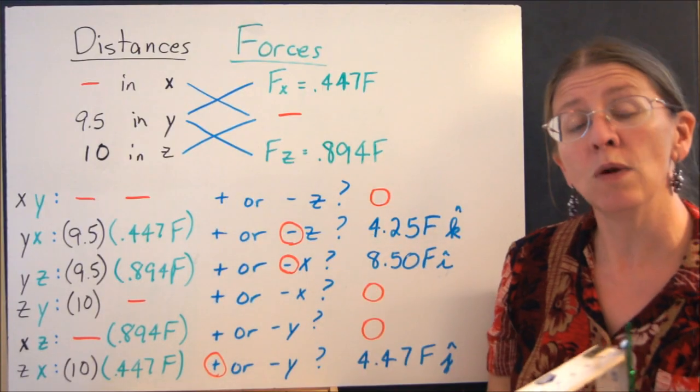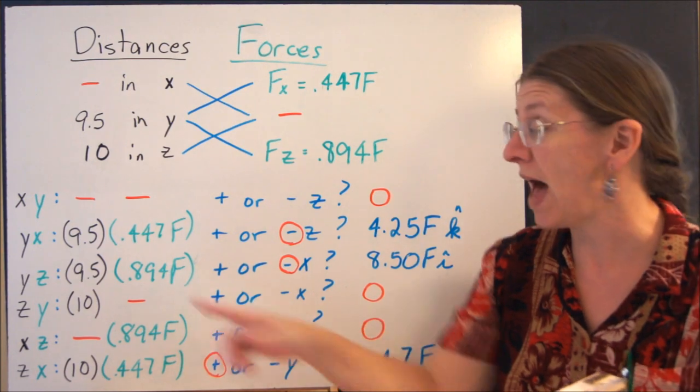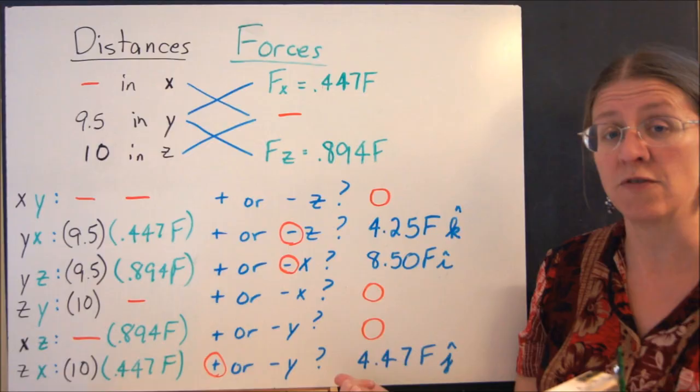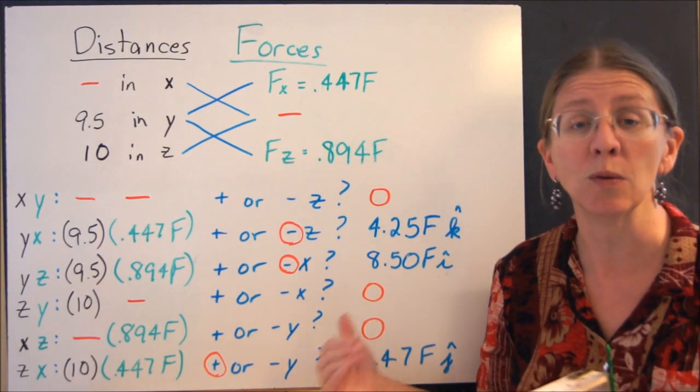So when you can really master the scalar methods, many times it is just as fast to multiply these couple numbers and figure out whether they're positive or negative, than to take a cross product, and then have to figure out if they're positive or negative anyway to check your answer.